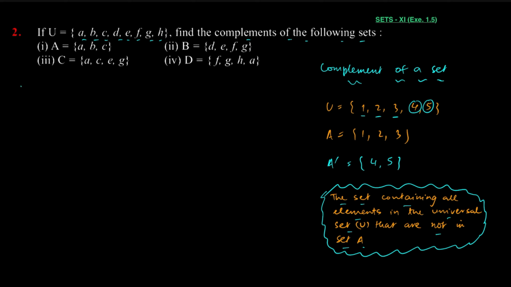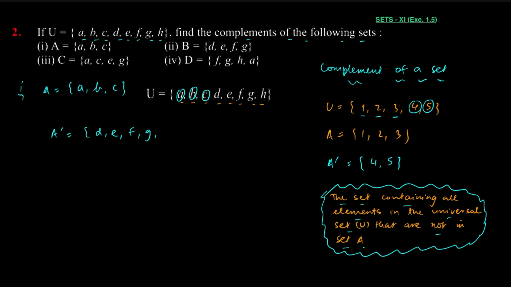Now let's attempt part number first. So we have a set A with elements as A, B and C, and we are given a universal set having elements as A, B, C, D, E, F, G and H. So what will be A complement? It will have all the elements of the universal set excluding the elements of A. Set A has elements A, B and C. So the remaining elements D, E, F, G and H will be the elements of this complement.